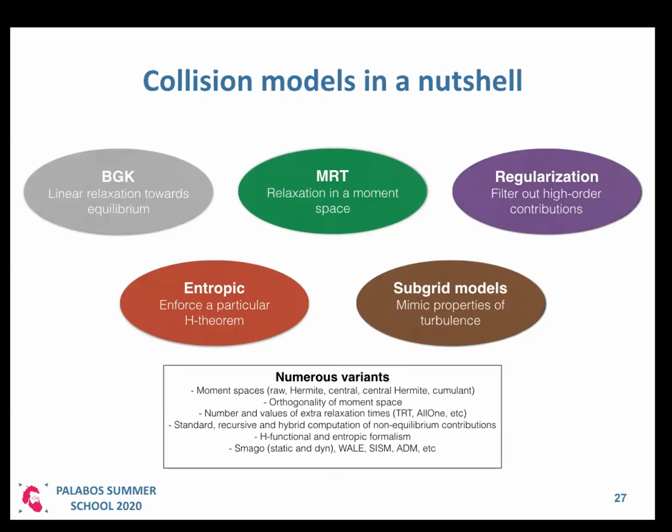You could, for example, think of an entropic formulation that is also based on moment spaces. There are many moment spaces, such as raw moment space, Hermite moment space, central moment space, central Hermite moment space, and cumulant space. You could also choose to work on an orthogonal or non-orthogonal moment space. For each of these moments, you have one relaxation time that needs to be tuned when it's not related to a physical parameter. So this increases the number of possibilities.